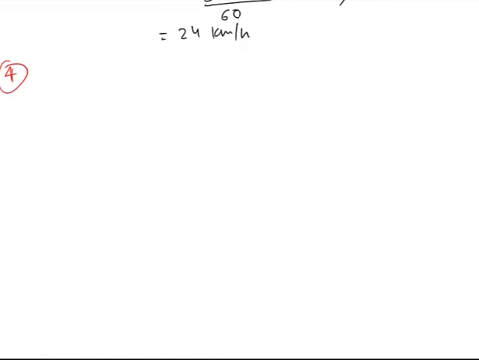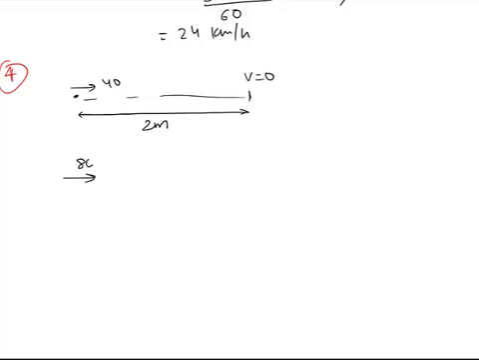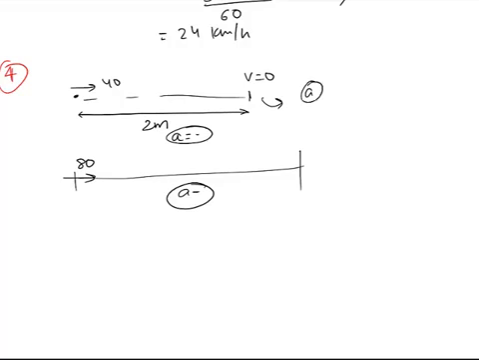Question number 4 says a car moving with a speed of 40 km per hour can be stopped by applying brakes after at least 2 meters. So this car is traveling with 40 and he will be stopped, that is final velocity will be 0 and distance traveled would be 2 meters. If the same car is moving with 80, what's the minimum stopping distance? Same car, that means the acceleration, that is negative acceleration, would be the same in both the cases. So what would be the acceleration in this case? We have to find out.